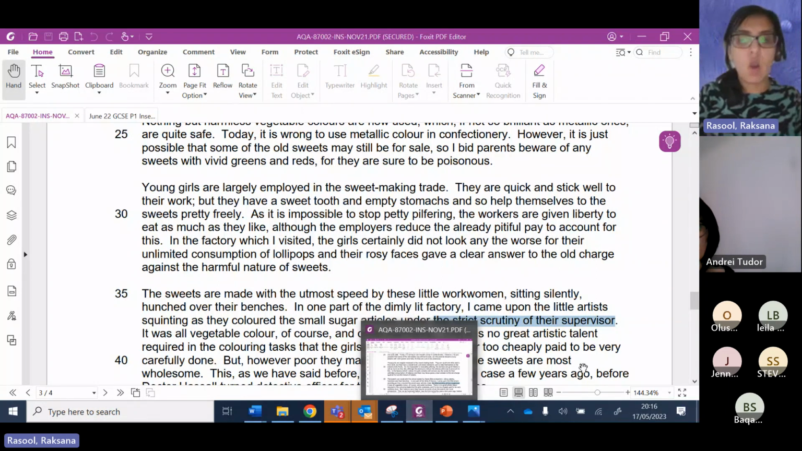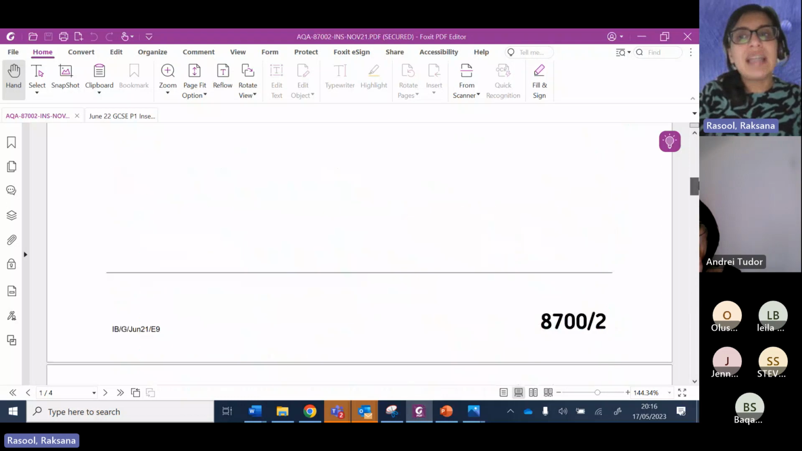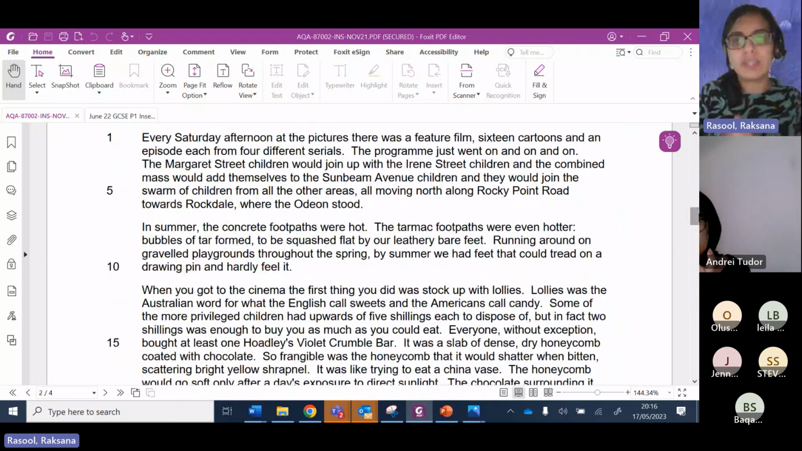Okay, what else can we say? What about the narrative perspective that it's written from? What point of view is this written from?